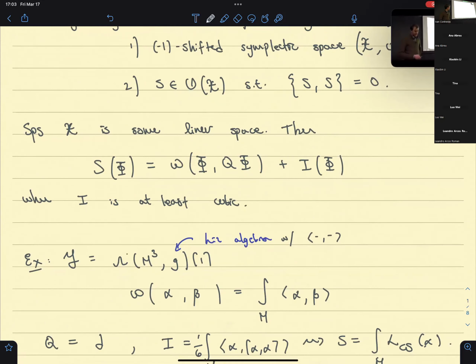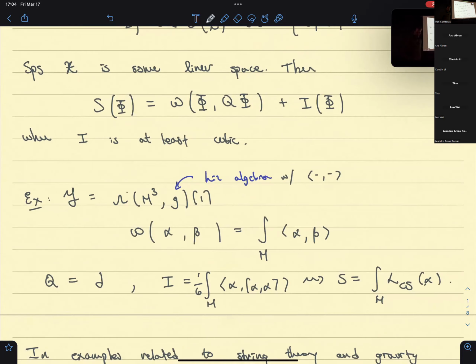In the case that X is some linear space, it's typical to decompose this action into a quadratic part and a part which is at least cubic. So I is what's called the interaction. And the quadratic part always looks like this. It's the shifted symplectic form evaluated on the field phi and the field Q phi, where Q is just some differential on this linear space X. And this functional, it's good to point out, is just a degree 0 thing. So I have shifted structures around, but S is just a degree 0 function.